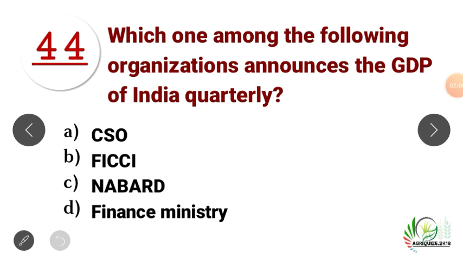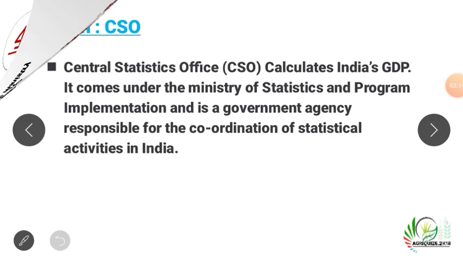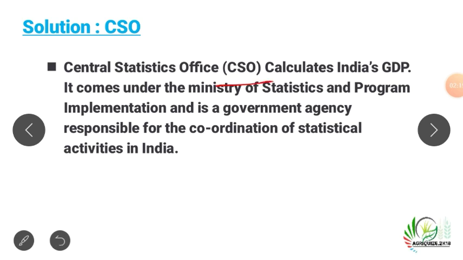Question number 44. Which one among the following organizations announces the GDP of India quarterly? Option A is correct. CSO, Central Statistical Office. CSO calculates India's GDP and announces it. It comes under the Ministry of Statistics and Programme Implementation and is the governmental agency responsible for the coordination of statistical activities in India.